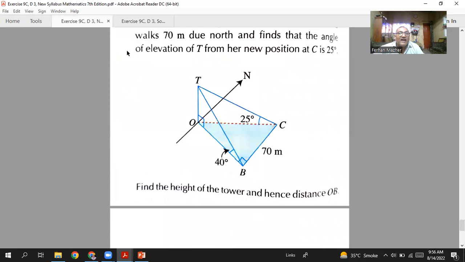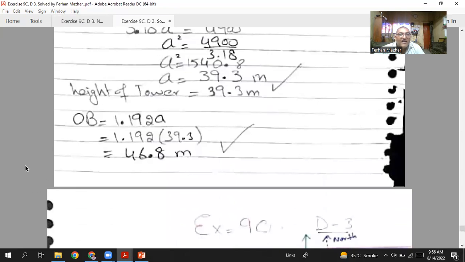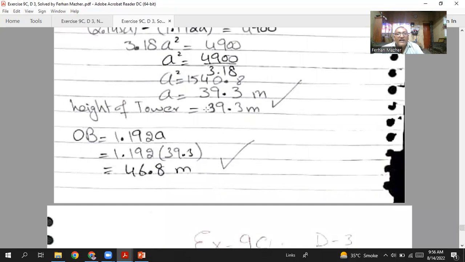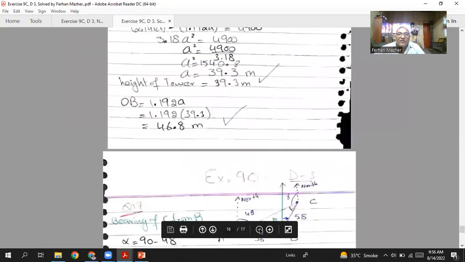The next question they ask us is, hence find the distance OB. Very easily I can find OB. OB was X and that was 1.192A. I know the value of A now, that's 39.3. Just put that value here, that's the height of the tower, and it will be 46.8 meters. So this is how you will do this question.